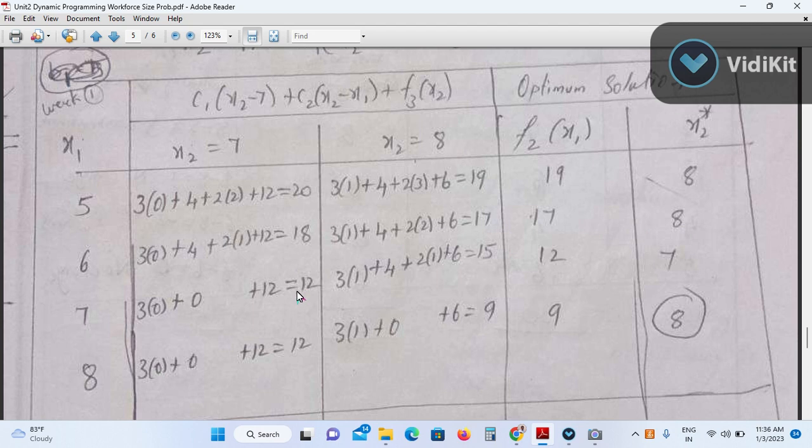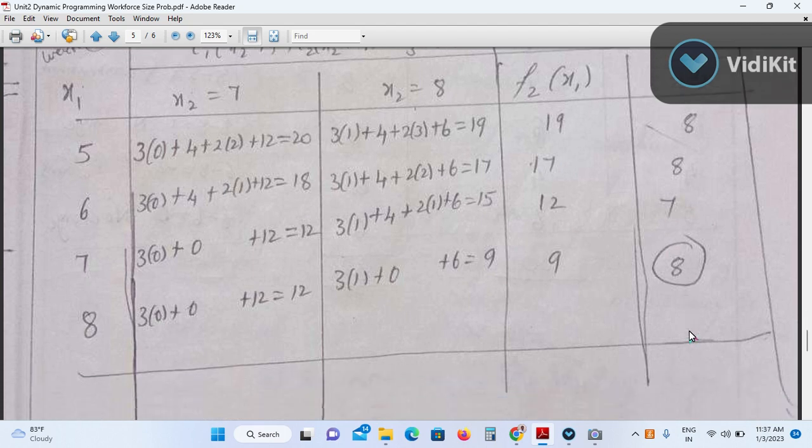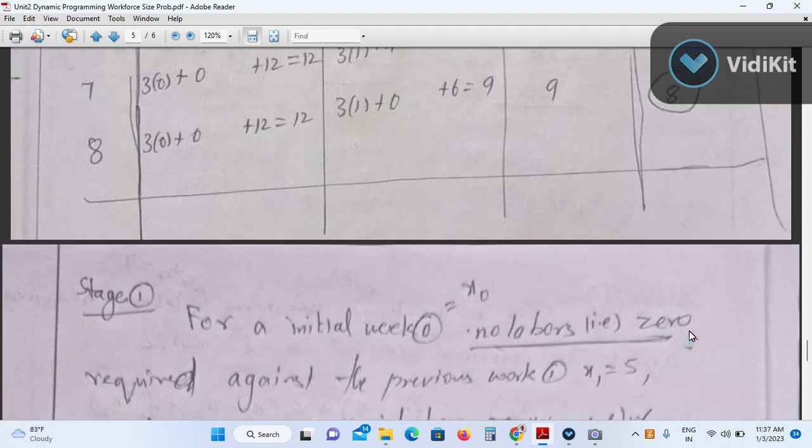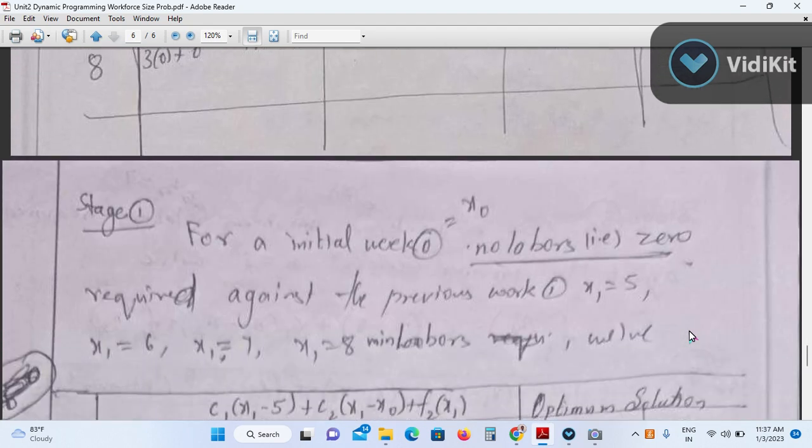Similarly in this case 12 and 15. So 12 is the minimum. It is given by x2 equal to 7. Put it. Similarly in this case 9 is the minimum. It is given by x2 equal to 8. So here we will put it. Now we can stop this case and we have to move to the conclusion, right?